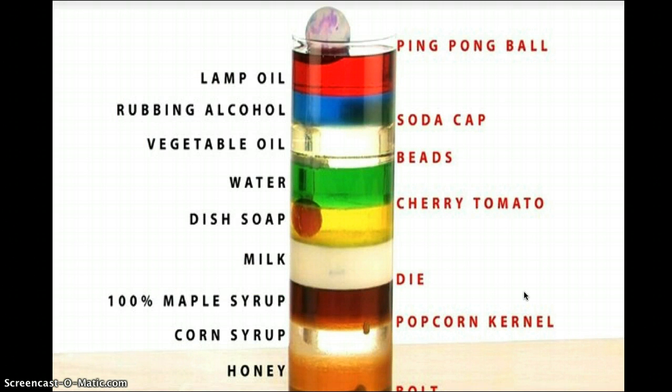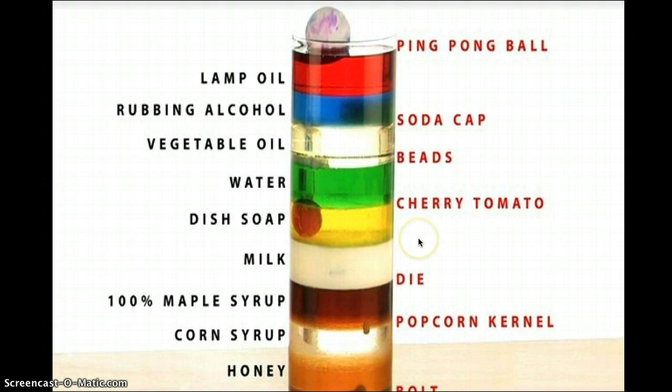Now, our liquid layers, we talked a little bit about this when we watched the video. So you can see that everything is layered on top of each other. It's floating depending on its density. So our most dense liquid here is honey because it's all the way at the bottom. Our least dense liquid layer is our lamp oil because it's floating on top of all the other layers.